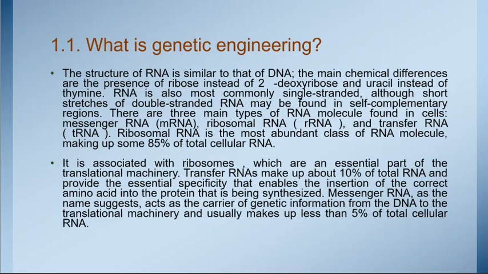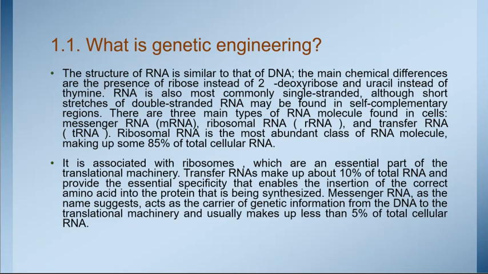There are three main types of RNA molecule found in cells: messenger RNA or mRNA, ribosomal RNA or rRNA, and transfer RNA or tRNA. Ribosomal RNA is the most abundant class of RNA molecule, making up some 85% of total cellular RNA. It is associated with ribosomes, which are an essential part of the translational machinery.